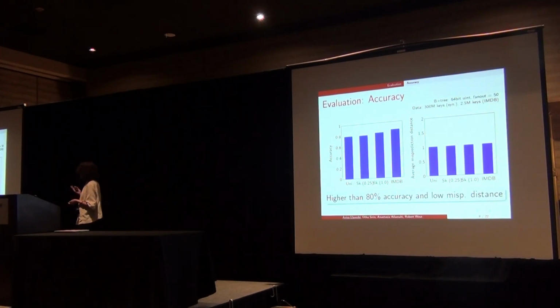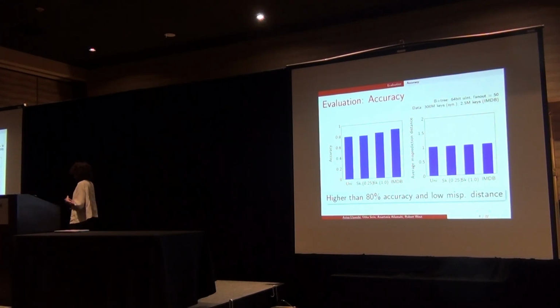We can see how the accuracy is over 80% for all data sets that we use. This means that in our predictions we are 80% correct, and 80% of the time we find the correct node where the key resides for a key that we are searching.